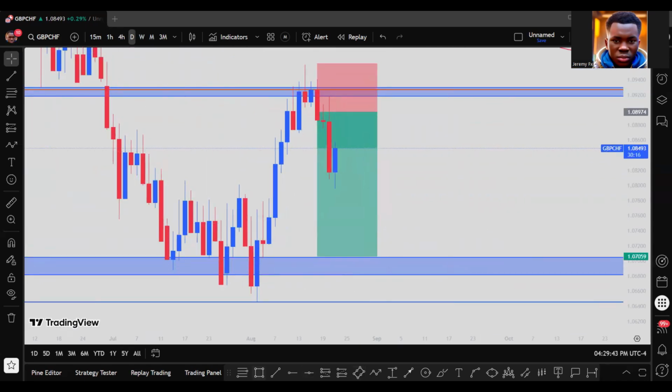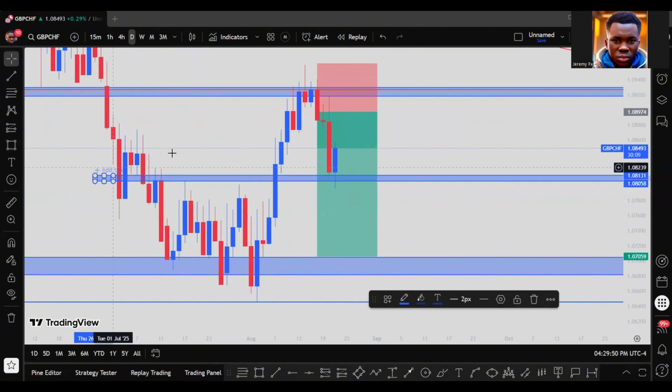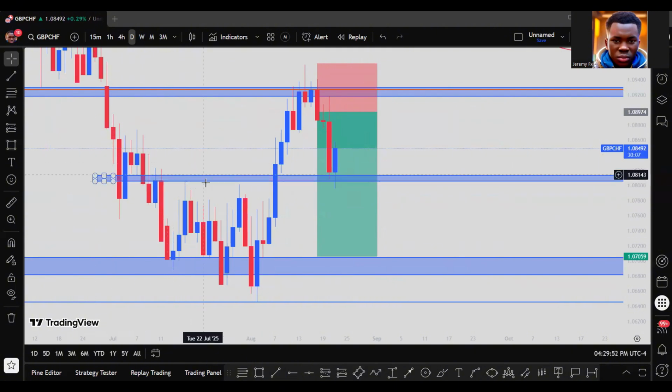But I think price is having difficulties moving to the upside and to the downside because of this level here. That was a major level, a key level around this region that price is currently respecting. If price could break this level to the downside, price might just continue heading lower. So that's just how I'm trading GBPCHF.